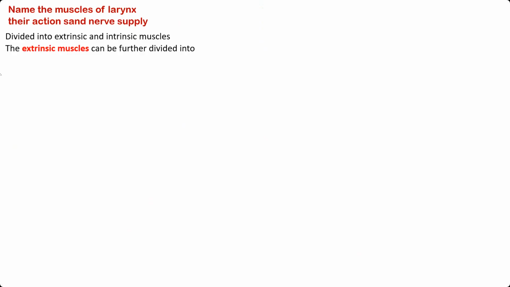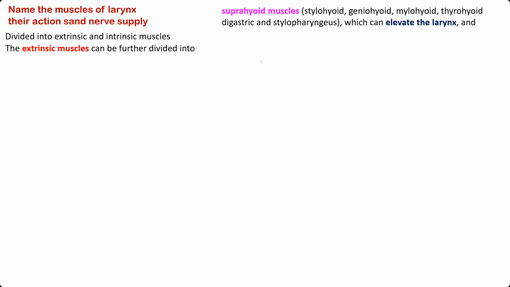All the muscles which are above the hyoid bone, where will they be attached to? Stylohyoid, styloid process, mandible. Okay, so divided into extrinsic and intrinsic muscles. Extrinsic muscles can be further divided into suprahyoid muscles, which are stylohyoid, geniohyoid, mylohyoid, thyrohyoid, digastric, and staphylopharyngeus. And their main function is to elevate the larynx.